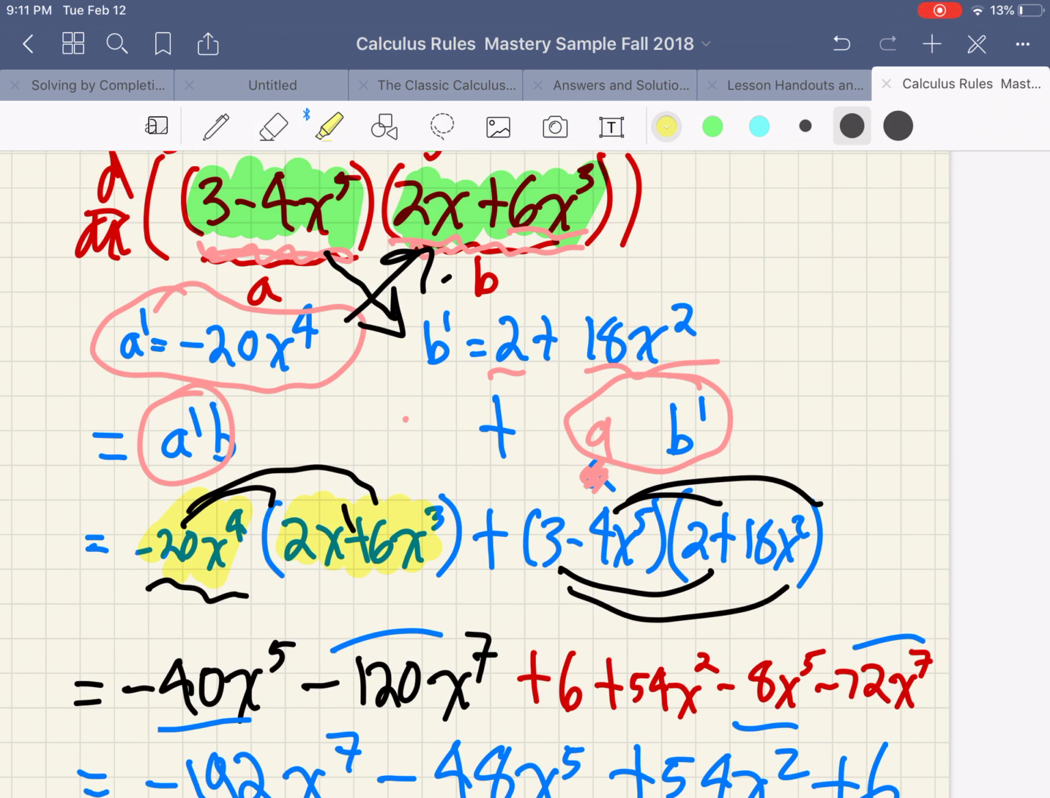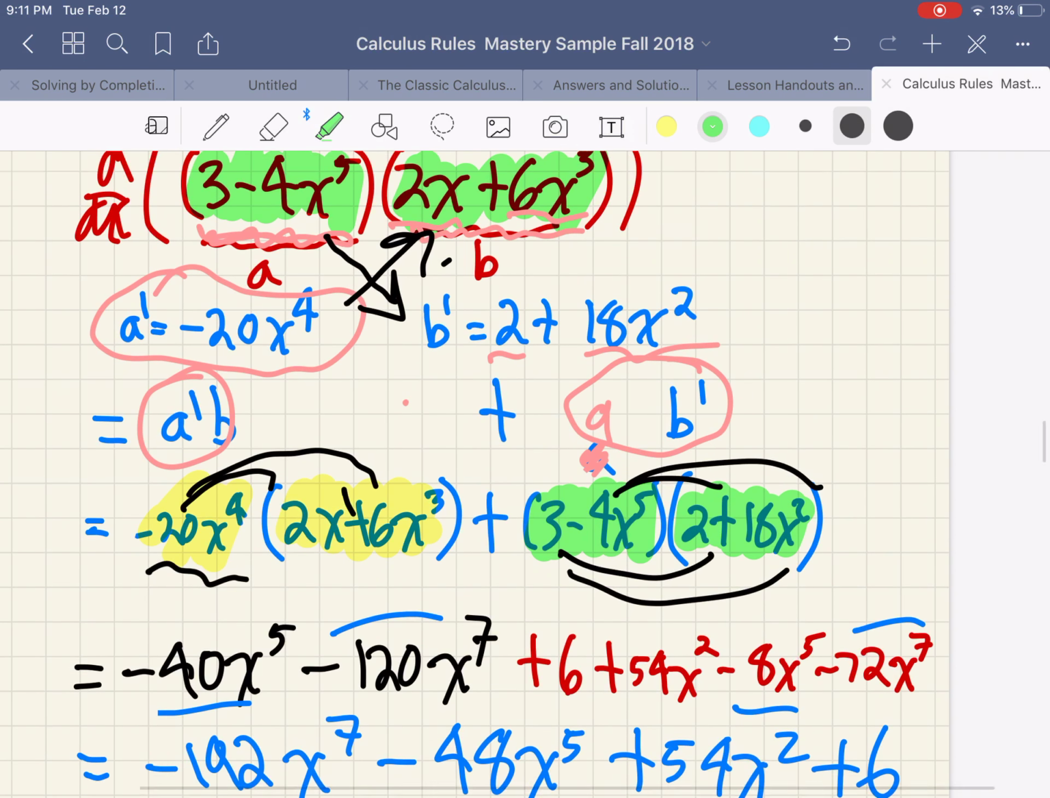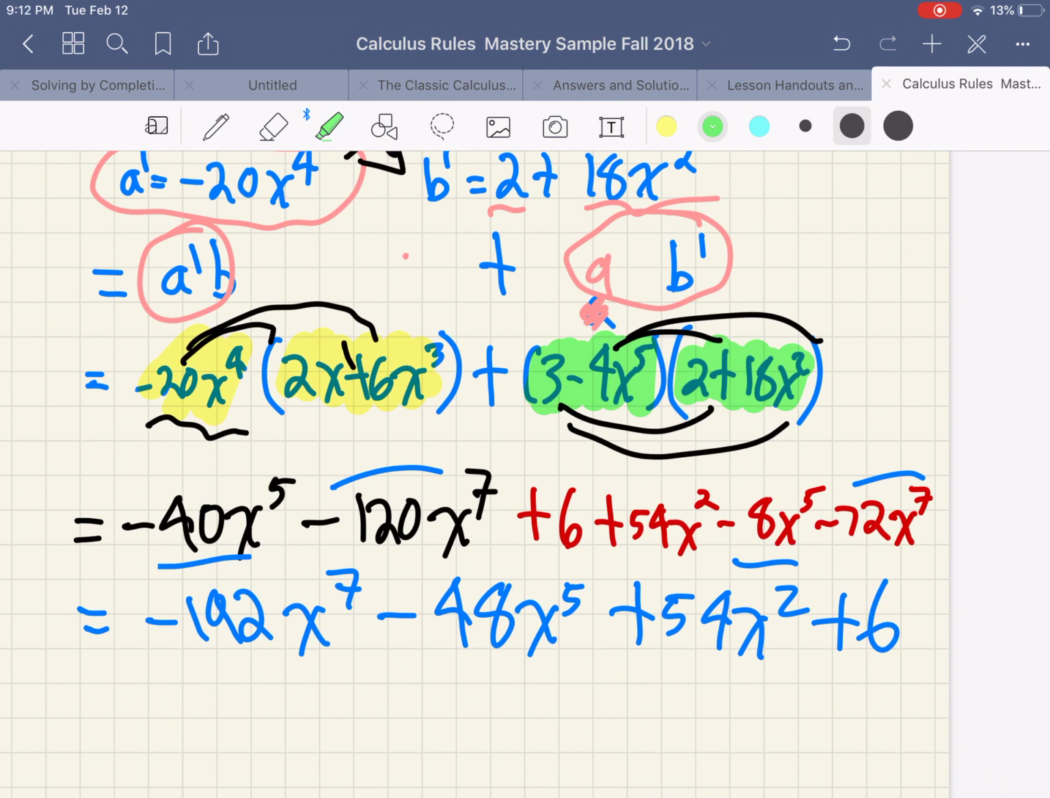Okay, following that, now I've got a, which is this right here, and then I multiply that by b prime, right there. Okay, so multiply a by b prime. And we already have those figured out. Okay, now it's just a matter of expanding.